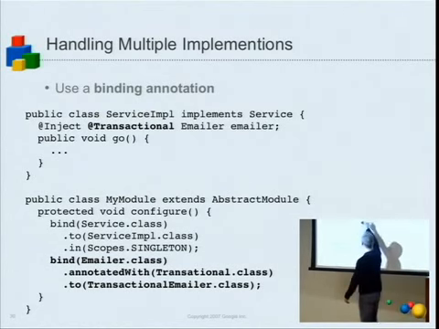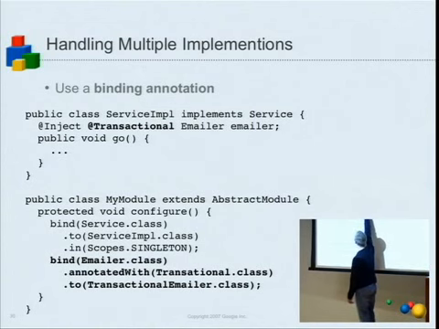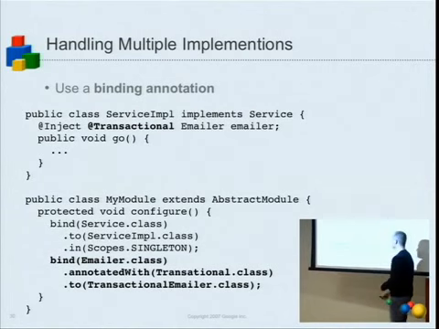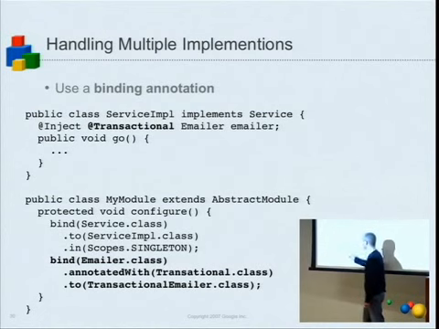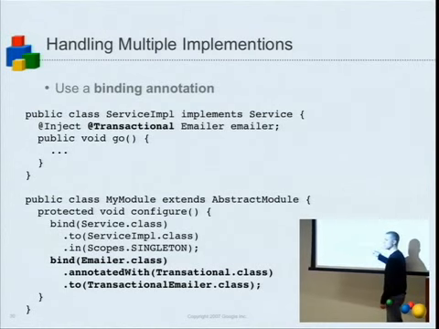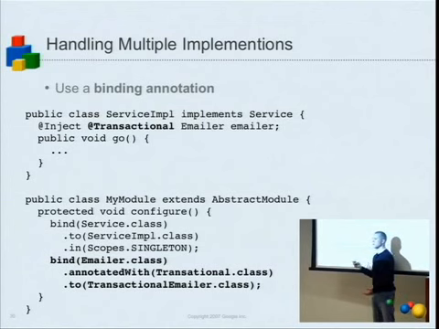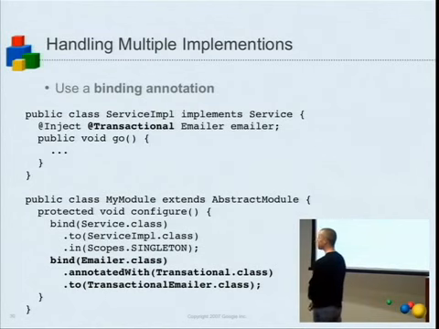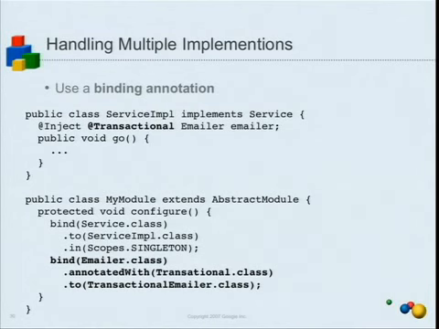And the idea here is that the thing that's going to identify this dependency is it's an emailer, and it's transactional. So the way we configure this in our module is we say bind emailer annotated with transactional to transactional emailer. Transactional emailer is our implementation. Everybody follow that? So the transactional annotation, is that part of the Guice framework?